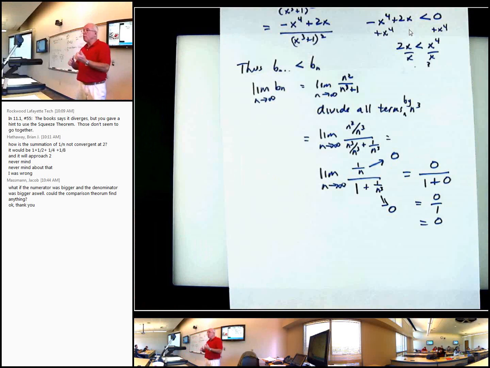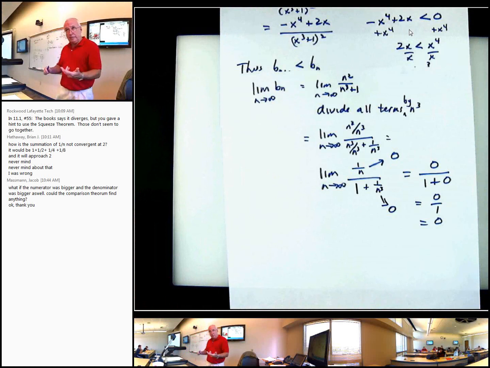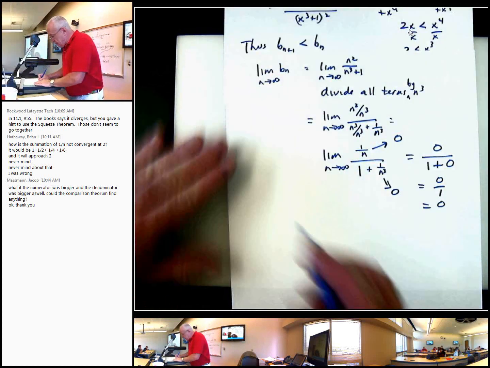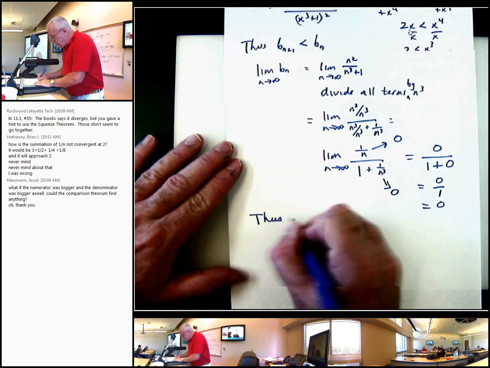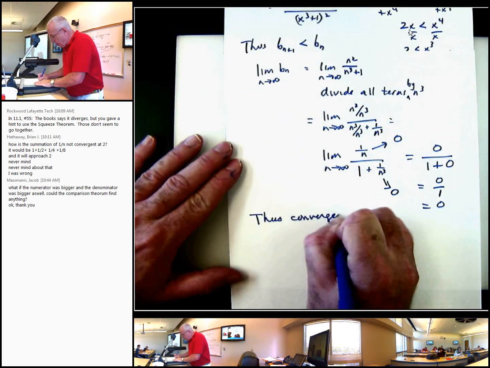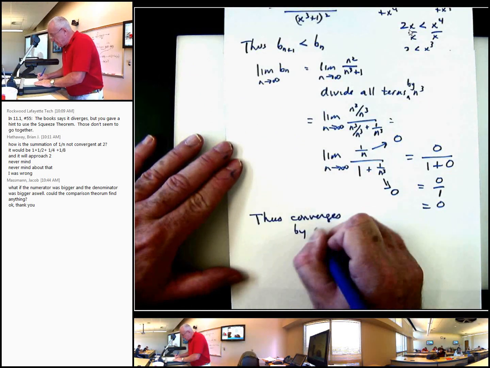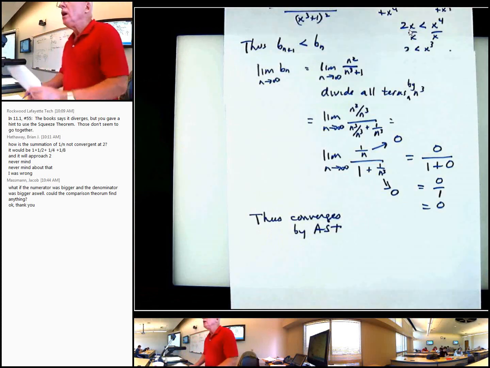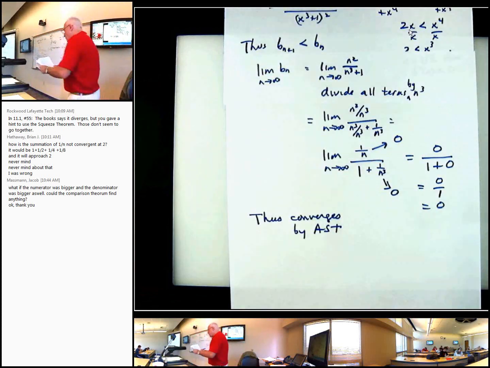So we've met both criteria of the test. The limit of the b n's goes to 0, and they are decreasing. We looked at the first derivative. So I can say thus it converges by the alternating series test. Okay, all right, we'll stop there then.